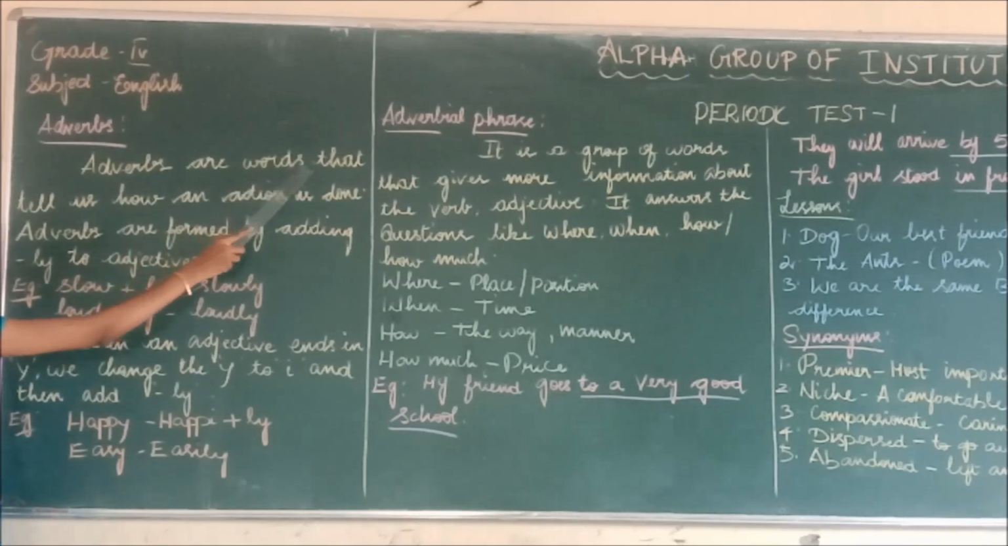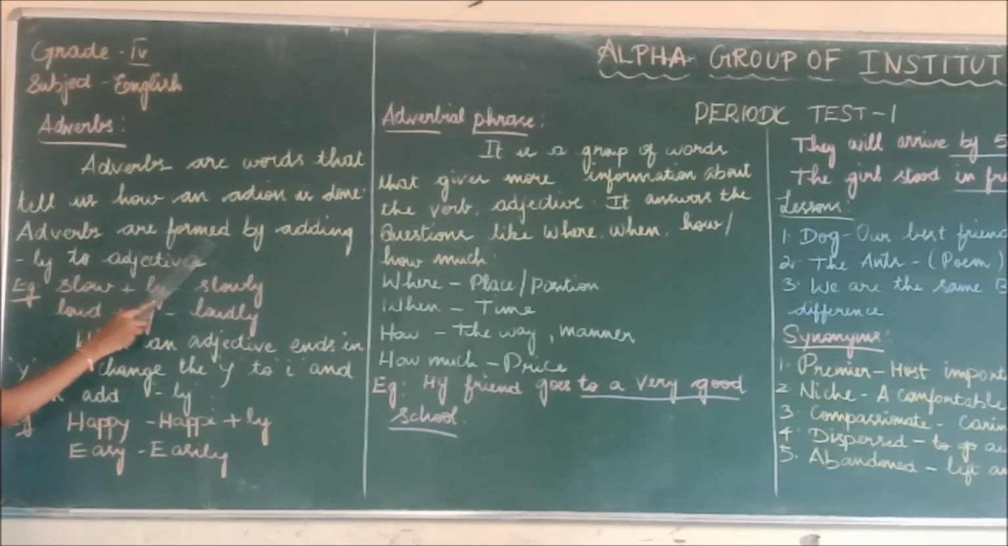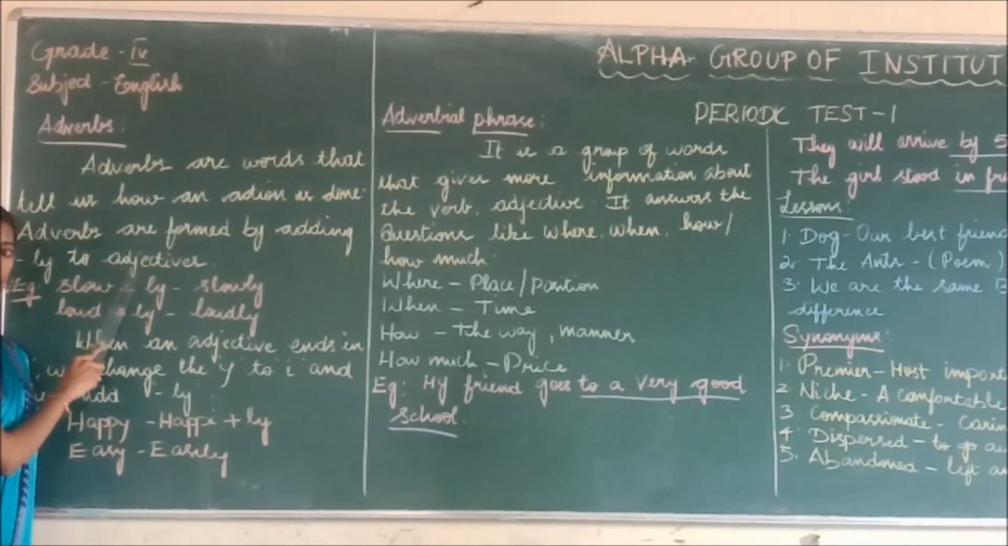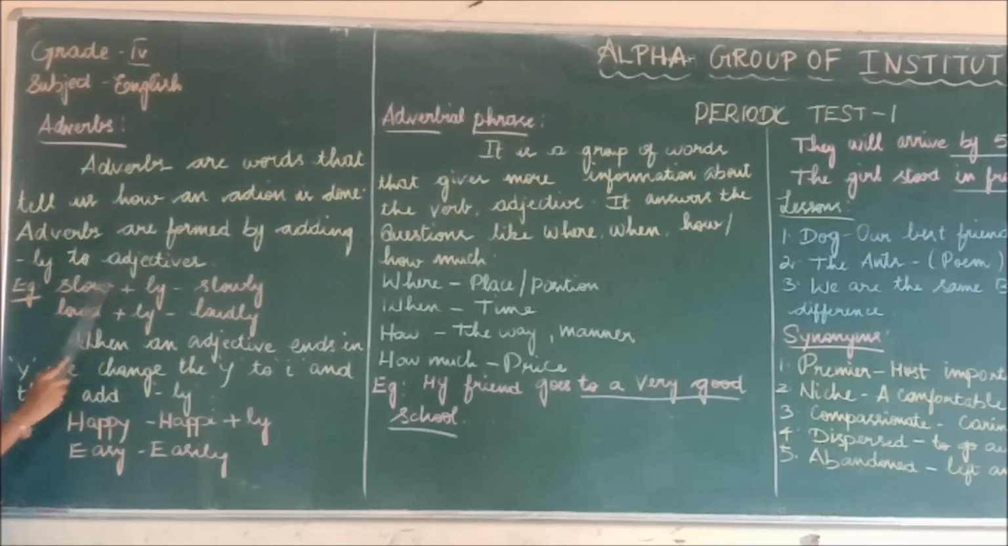Adverbs are words that tell us how an action is done. Adverbs are formed by adding ly to the adjectives. Slow, slowly, loud, loudly. If it ends in y, we have to remove the y and add i, and at last we have to add ly. Happy, happily, easy, easily. Okay.